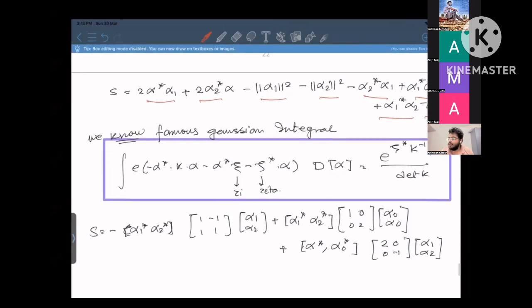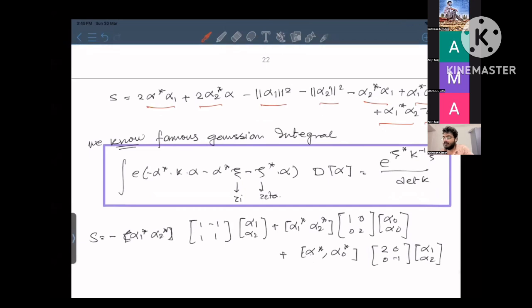Okay, and now we know the famous Gaussian integral. If we have some column matrix times a square matrix times a column again, then we have this kind of structure. When we integrate it out, we get exponential of zeta star K inverse zeta, divided by the determinant of the matrix that is present here. And if you look carefully, we have the exact same structure here as well.